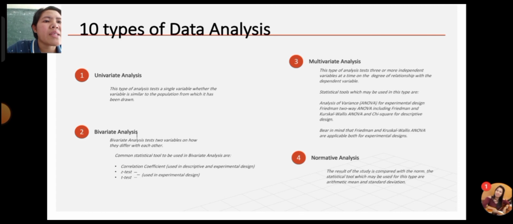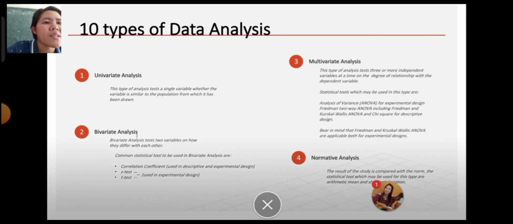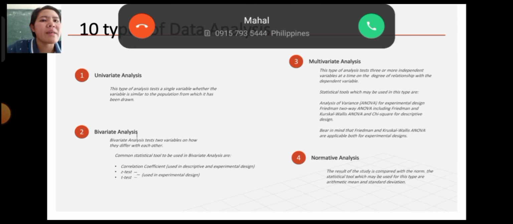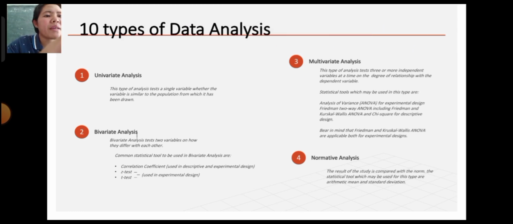Then multivariate analysis. This type of analysis tests three or more independent variables at a time on the degree of relationship with the dependent variable. Statistical tools which may be used in this type are ANOVA or analysis of variance for experimental design, the Friedman two-way ANOVA and Kruskal-Wallis ANOVA, and chi-square for descriptive design. Bear in mind that the Friedman and Kruskal-Wallis ANOVA are applicable to both designs.